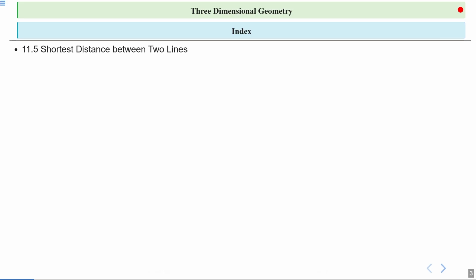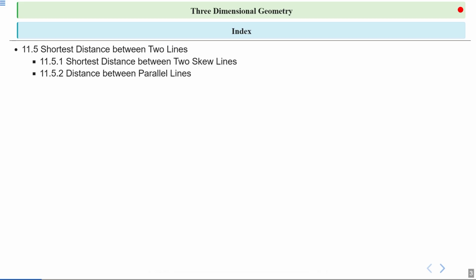First we will see shortest distance between two lines. It explains how to find the minimum distance between any two lines in 3D space, whether they intersect or not. NCERT section 11.5.1: shortest distance between two skew lines. NCERT section 11.5.2: distance between two parallel lines. After that we will see NCERT examples 9-10. Right. So let's start.